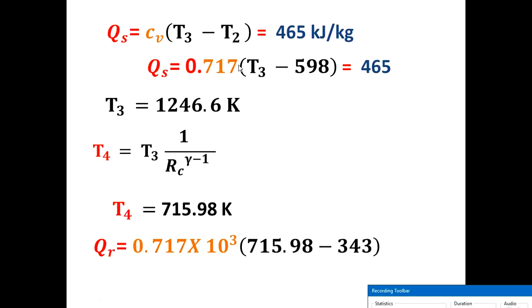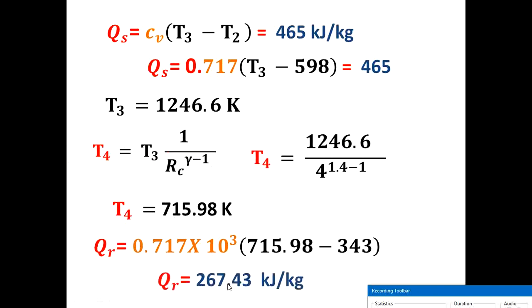T3 you can get from this, and then T4 is equal to T3 divided by Rc to the power of gamma minus 1. Therefore T4 is equal to 1598.98 Kelvin. The heat rejection will be 267.43 kilojoules per kg.